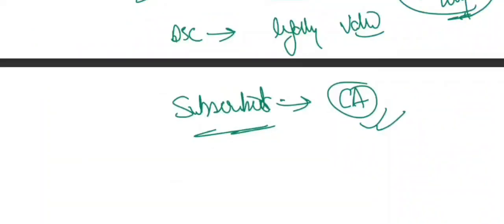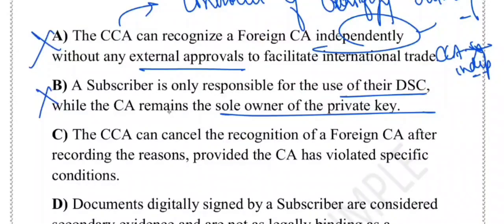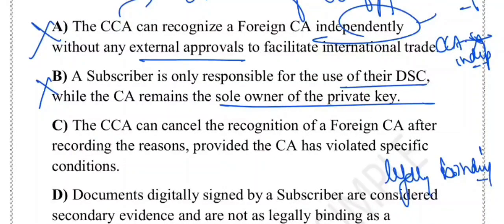So option B says that the subscriber is only responsible for use of DSC. No. Option D says that documents signed digitally by a subscriber are considered secondary evidence. Actually, it's completely incorrect. Digitally signed documents are legally binding. They are not considered secondary evidence. They are legally binding, and they are equivalent to the handwritten signature. Same legal value in the court. This is also wrong. The correct answer is option C. So please remember that CCA can cancel the recognition of a foreign CA after recording the reason.